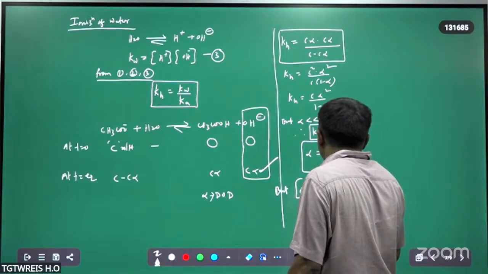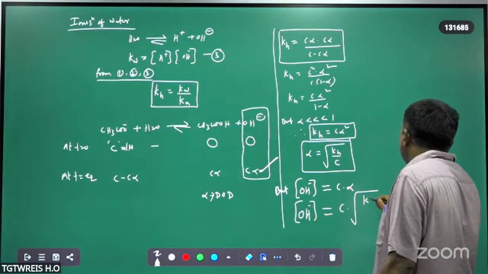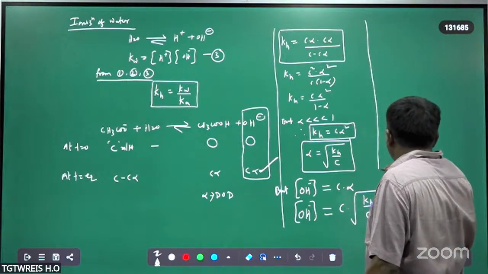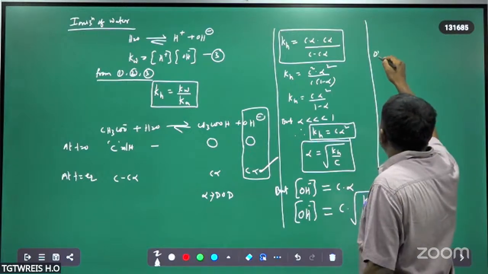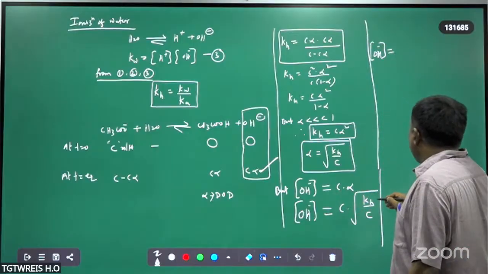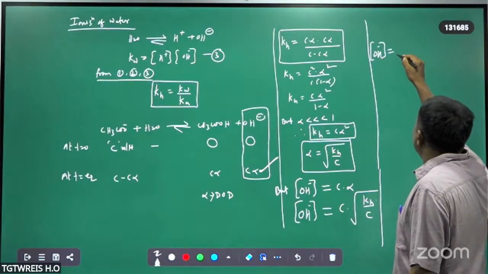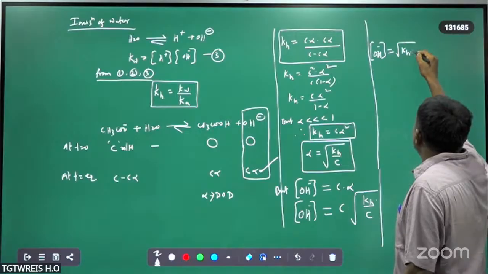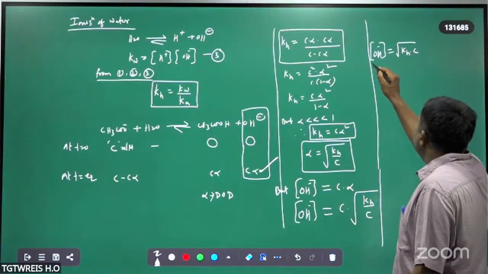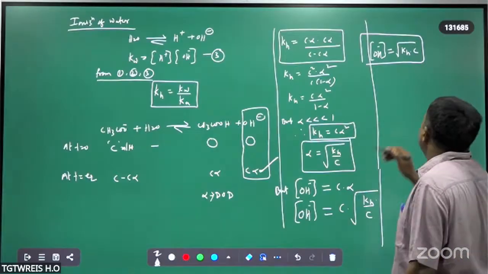So OH minus ion concentration is equal to C into what now? That is root of Kh by C. So the OH minus concentration, by multiplying C and dividing by C, you will get root of Kh into C. The OH minus ion concentration is equal to square root of Kh into C.